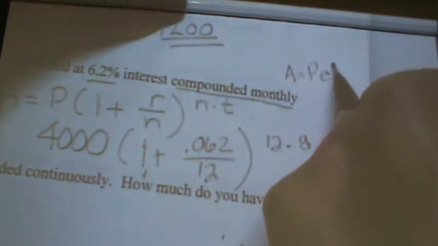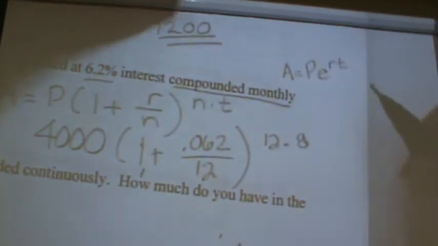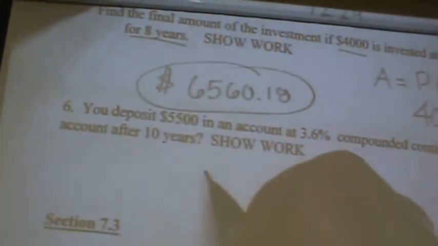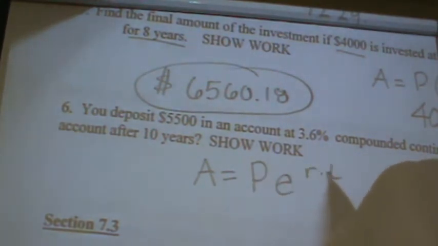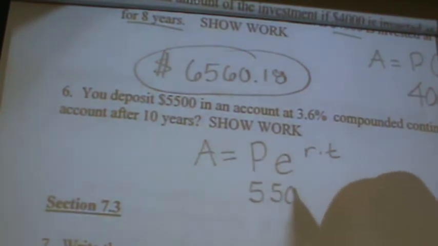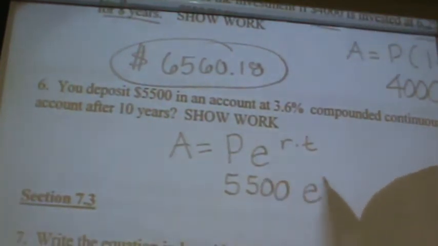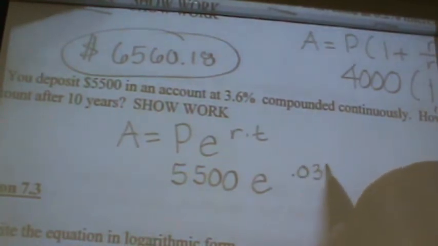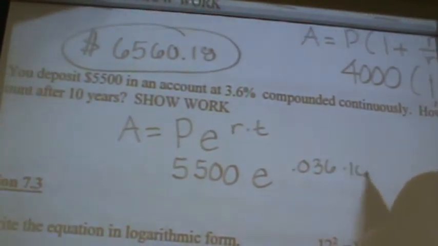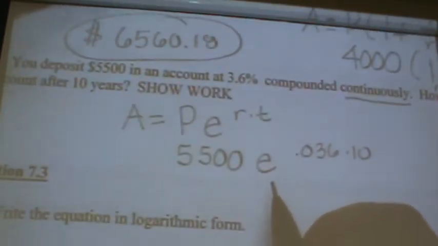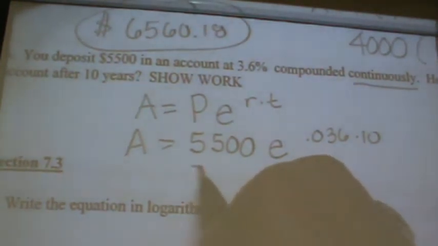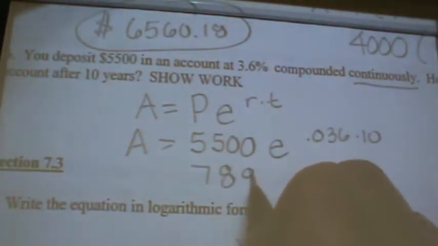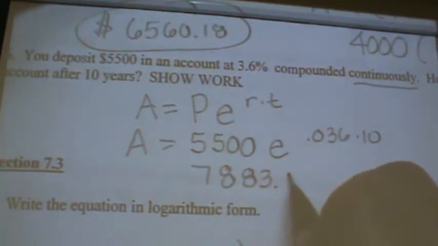P times E to the RT power. That's continuously, which is the next problem. The next problem. So, if you deposit $5,500 in an account at 3.6%, so 0.036, I want to know in 10 years, it's compounding continuously. You use this formula. And you get $7,883.31.